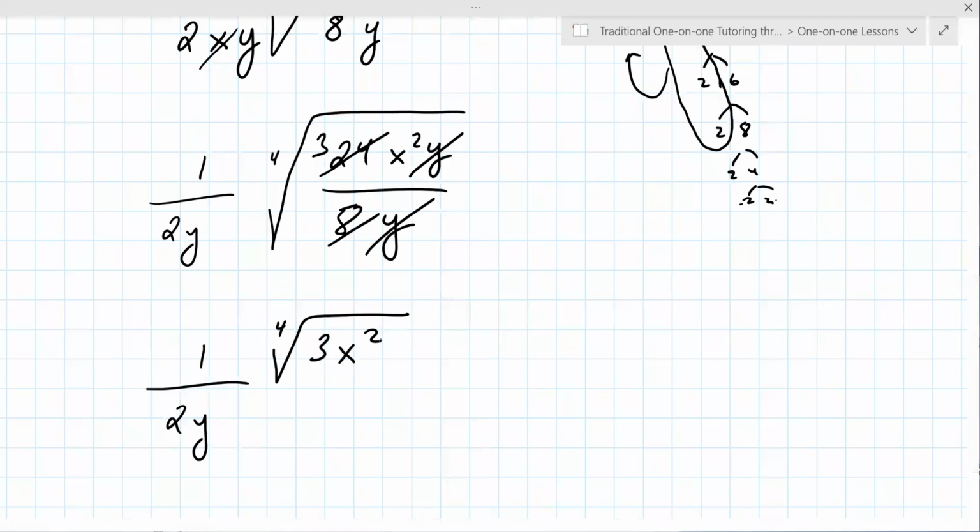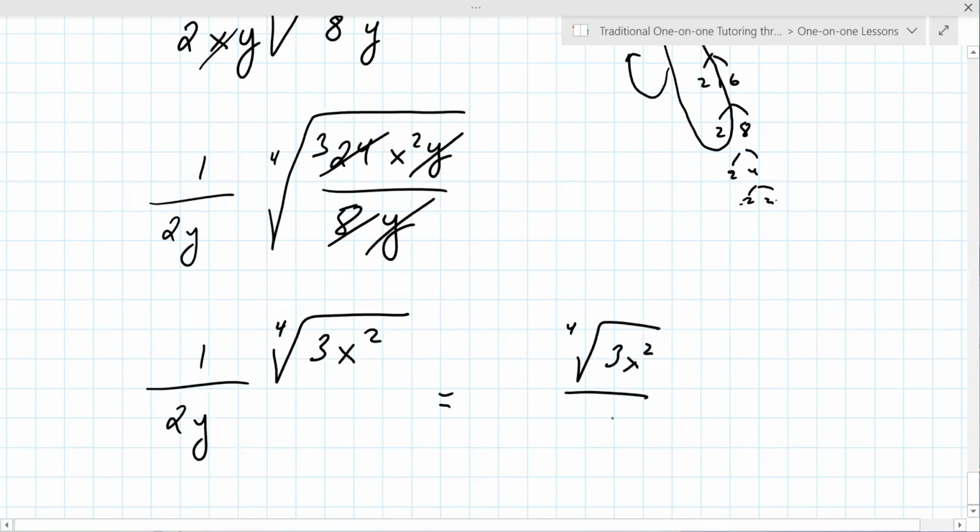And then they just combine the numerator. So it becomes the 4th root of 3x squared over 2y. They multiply that together.